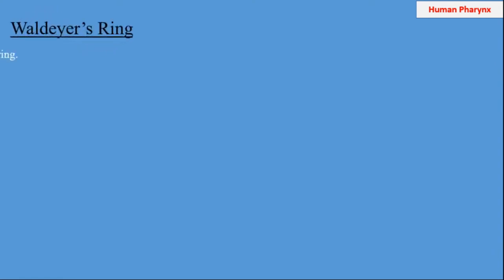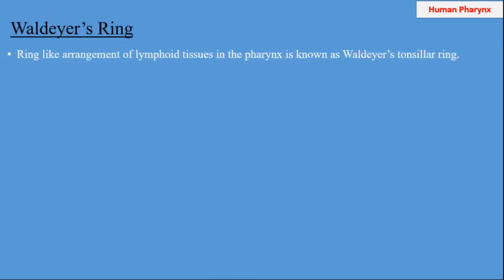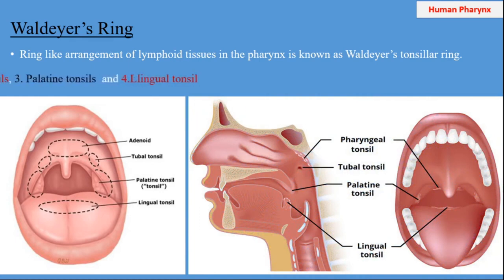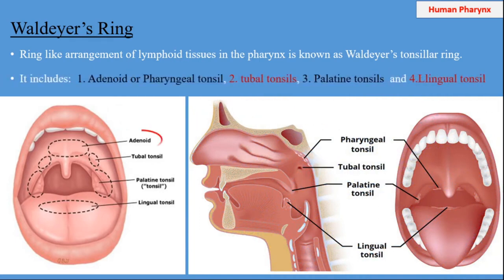Waldeyer's ring. It is a ring-like arrangement of lymphoid tissues in the pharynx. It includes number 1, adenoid, also known as pharyngeal tonsil. It is located in the upper midline of the nasopharynx.